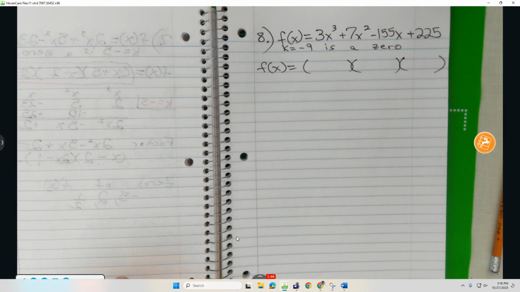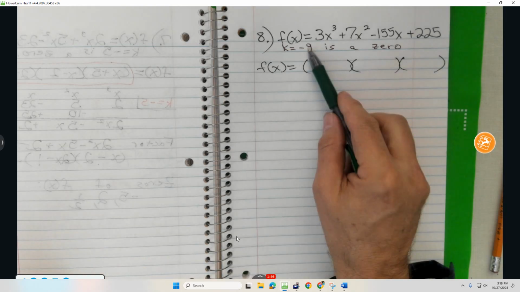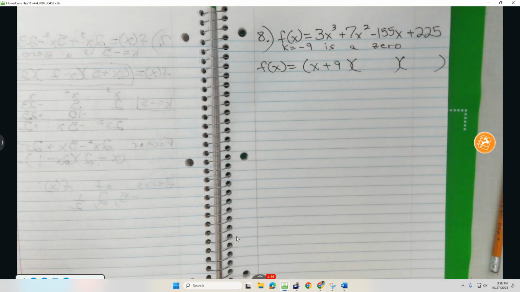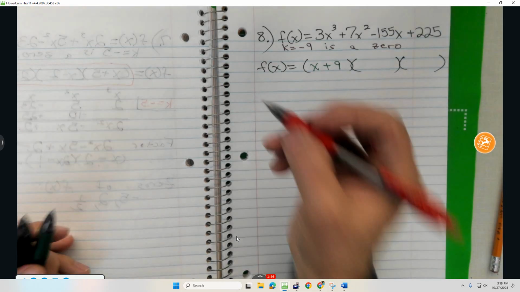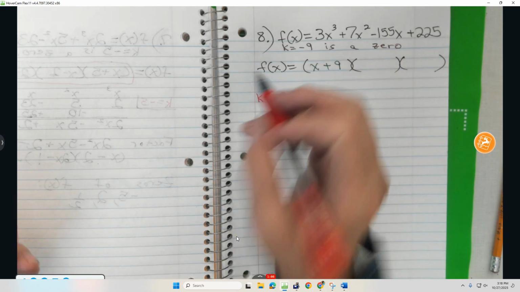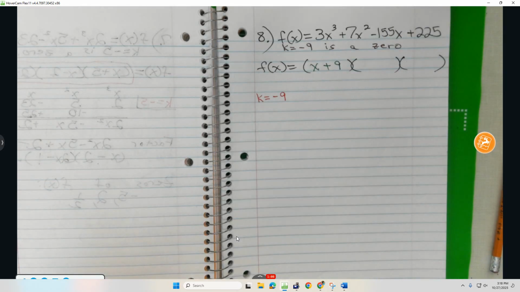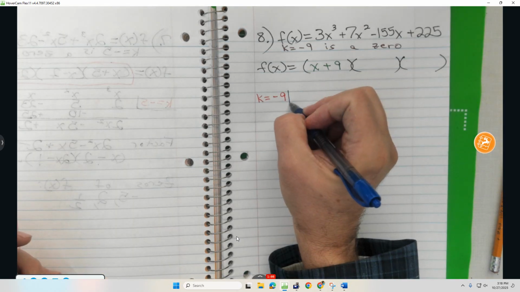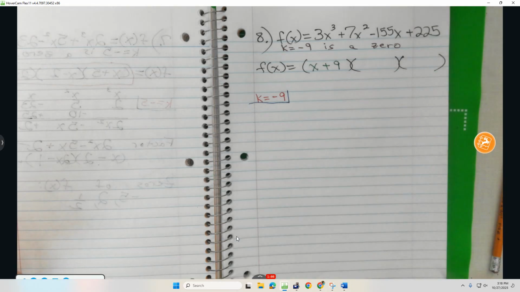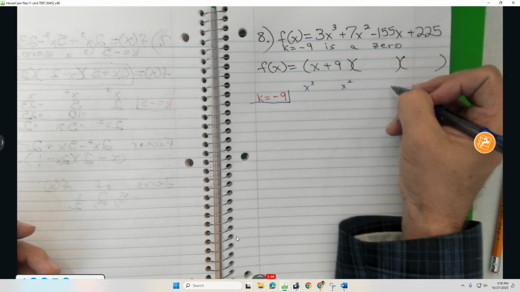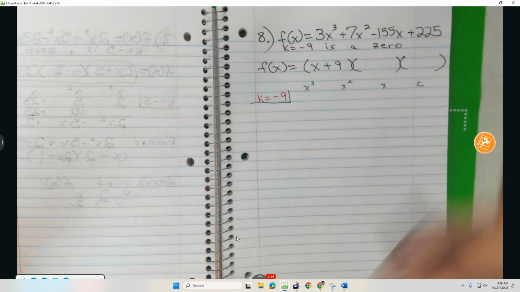Okay, what's my first factor? X plus 9. It's exactly the opposite of that k value. So an x and a plus 9. Now we'll make our little synthetic division tableau. K equals negative 9, synthetic division. Where did I get simplex from? Wrong course. I think it's the S's that are messing me up. X cubed, x squared, x and a constant.